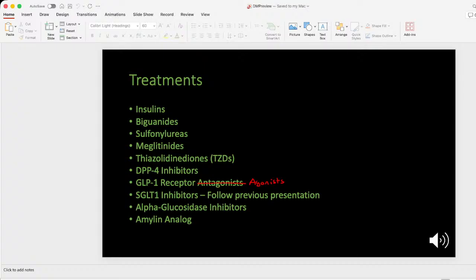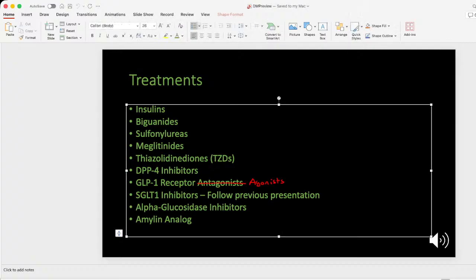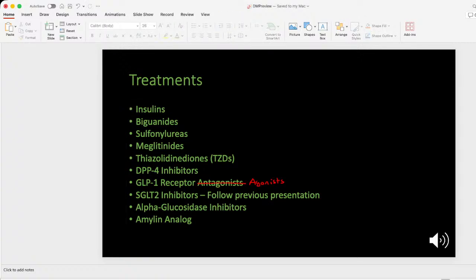Then you've got DPP-4 inhibitors, GLP-1 agonists, SGLT2 inhibitors. I put SGLT1 inhibitor, but it should be SGLT2 inhibitors. And then the alpha-glucosidase inhibitors and the amylin analog.